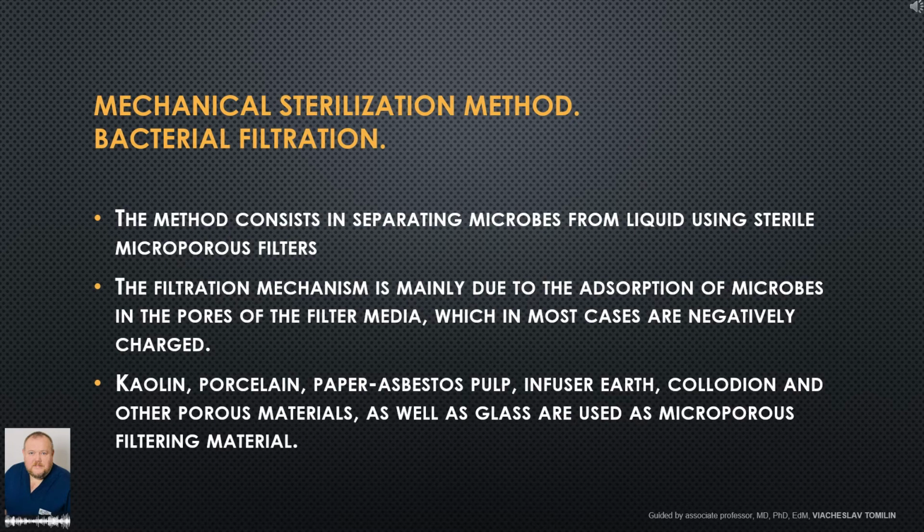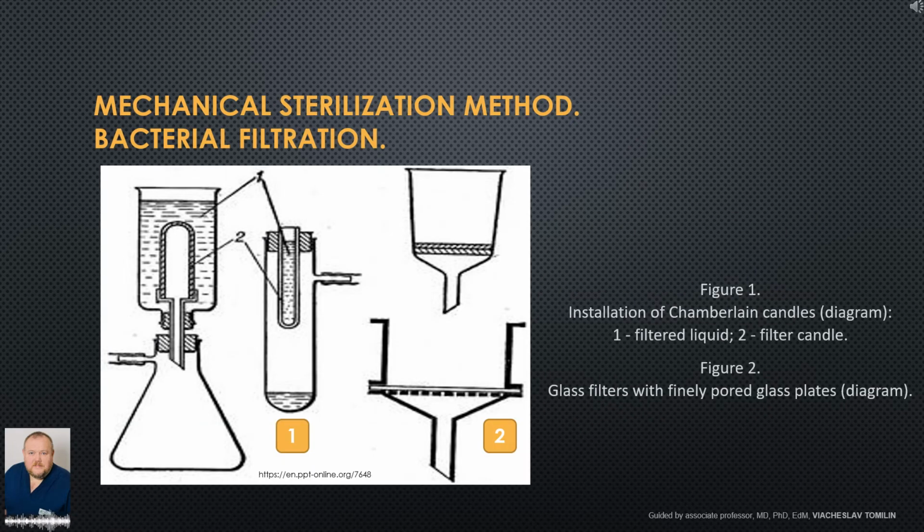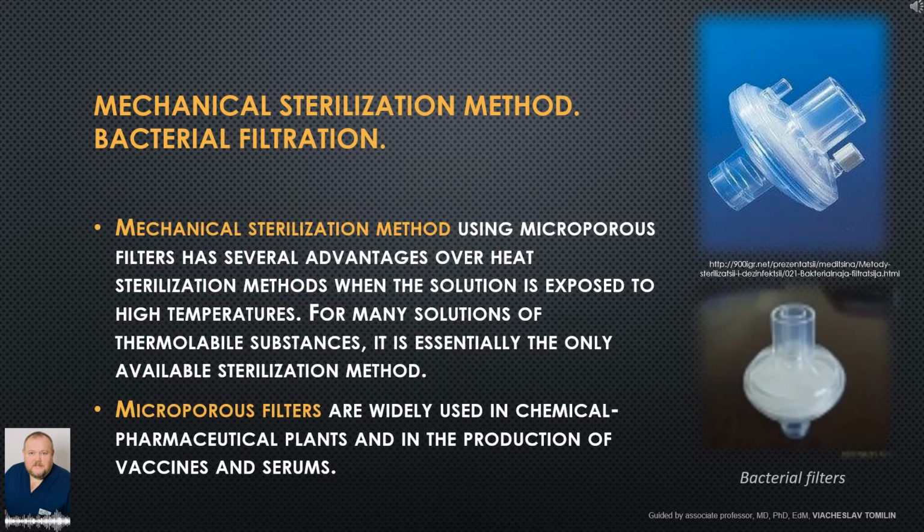Kaolin, porcelain, paper asbestos pulp, infusorial earth, collodion and other porous materials, as well as glass, are used as microporous filtering material. This slide shows Figure 1, installation of Chamberlain candles, diagram: 1, filtered liquid; 2, filter candle. Figure 2, glass filters with finely porous glass plates, diagram. Mechanical sterilization method. Bacterial filtration.